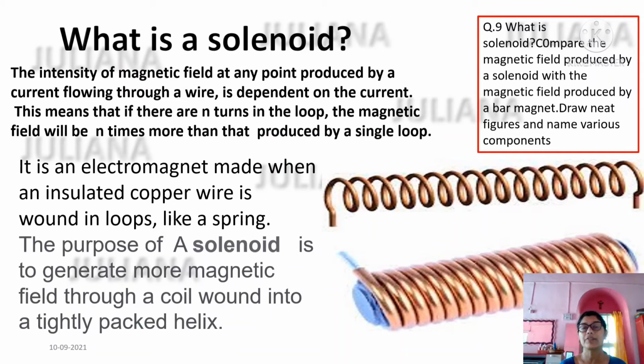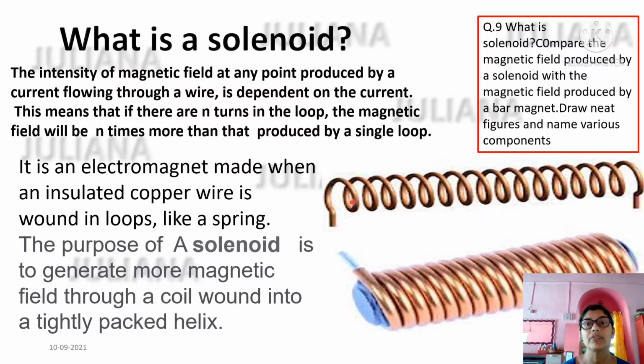After understanding that, let us understand what is a solenoid. You have a question here: what is a solenoid, and compare the magnetic field produced by this solenoid to a bar magnet. What is the similarity between the magnetic field of a solenoid and a bar magnet? So let's understand that concept now. Before that, let's understand what is a solenoid.